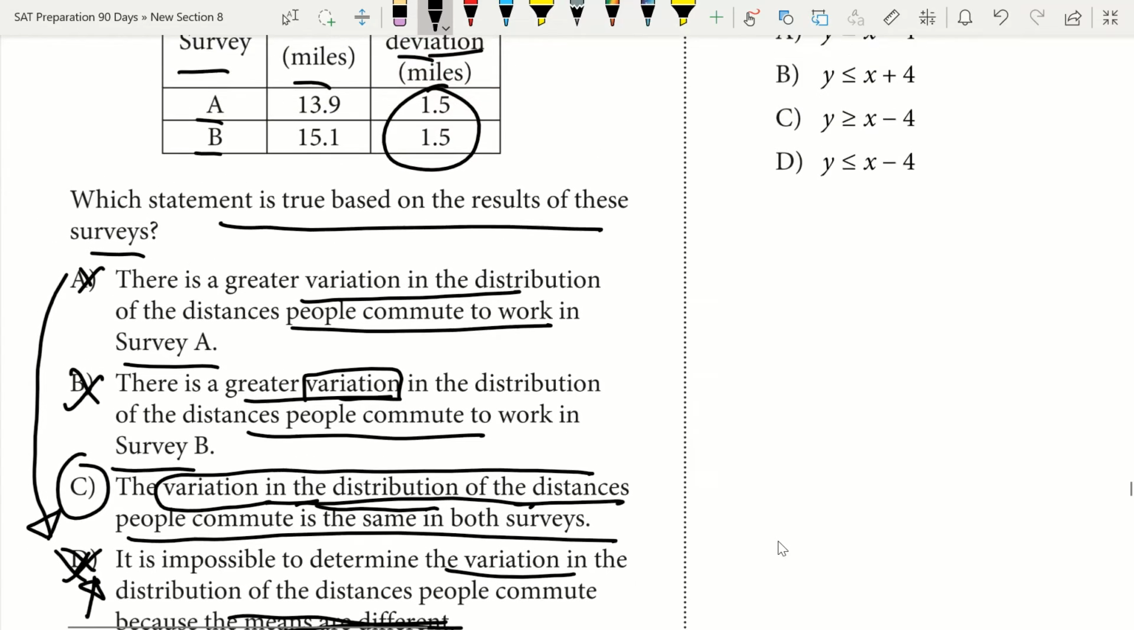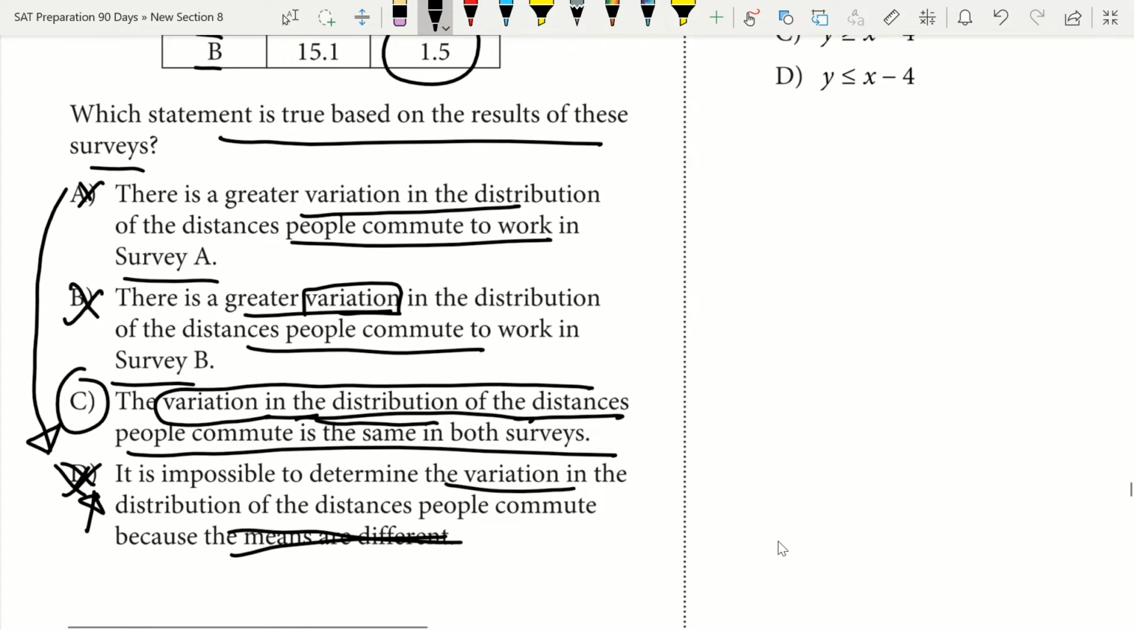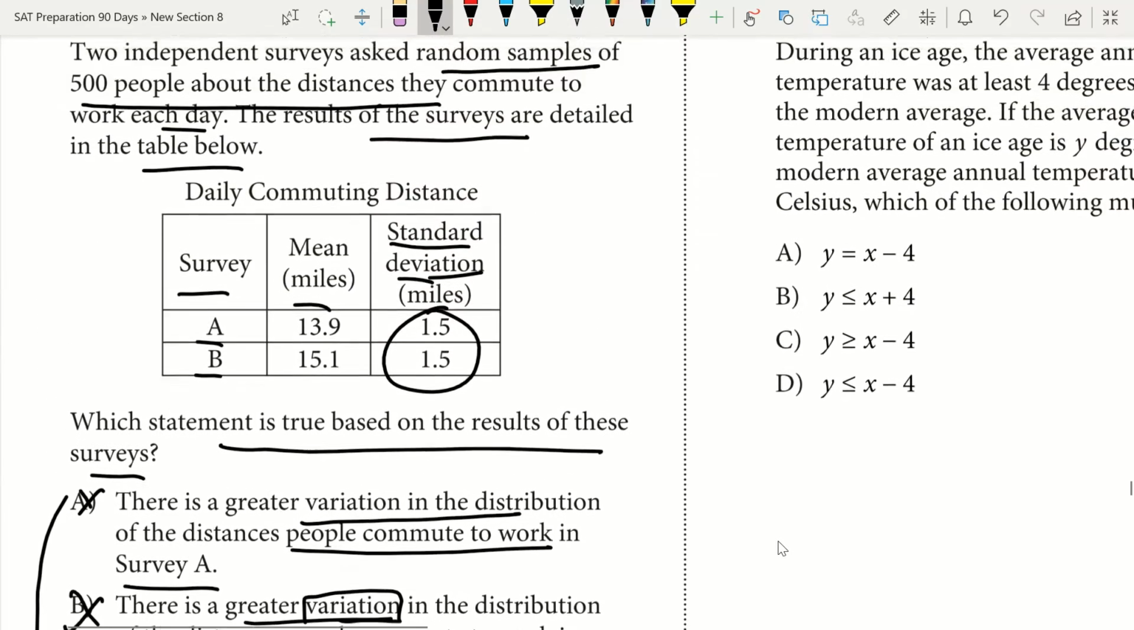So with C, really what you want to take from this is that standard deviation tells us that the variation in the distribution of those two things is going to be the same because they have that same standard deviation.